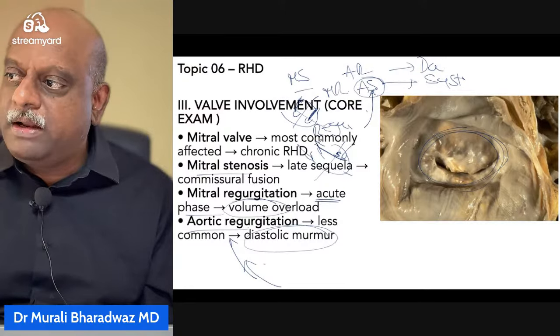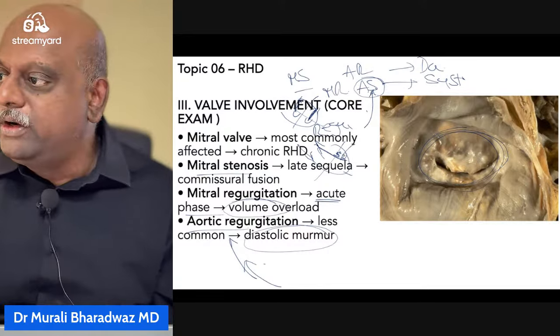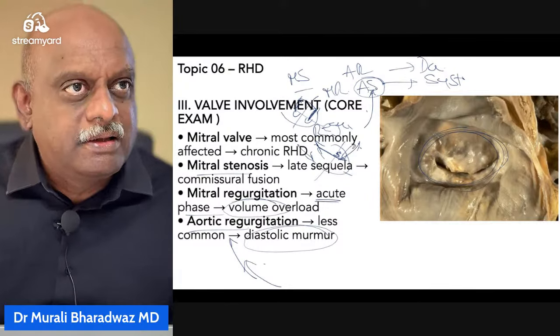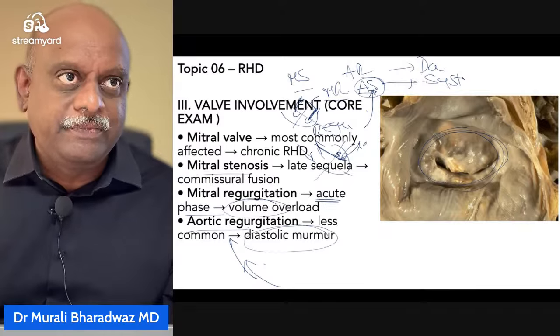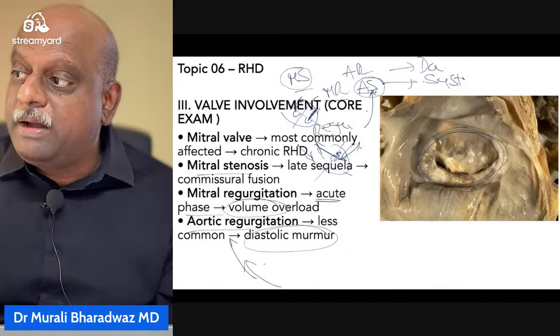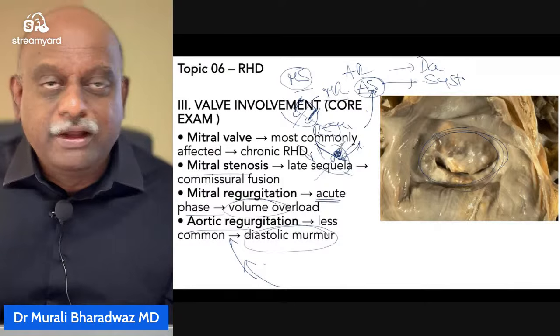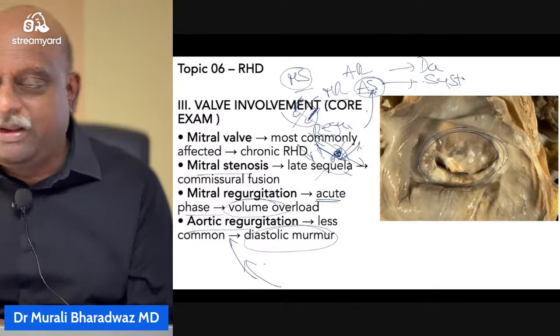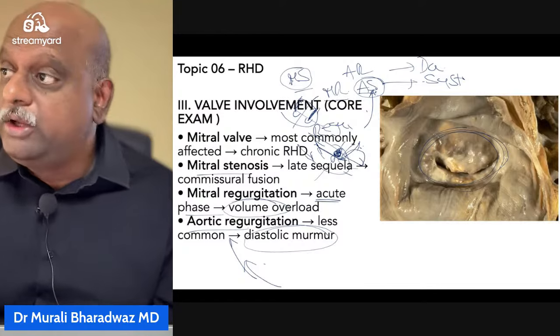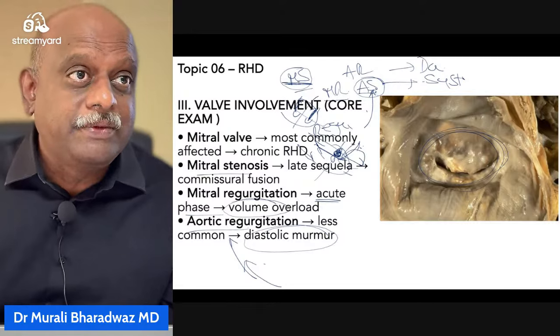That's the reason the MR murmur is systolic. The aortic stenosis murmur is also systolic. Whereas in the MS murmur, when there is a stenotic mitral valve, the blood is flowing from the atrium into the ventricle while the ventricle is undergoing diastole, so you get the diastolic murmur in MS.